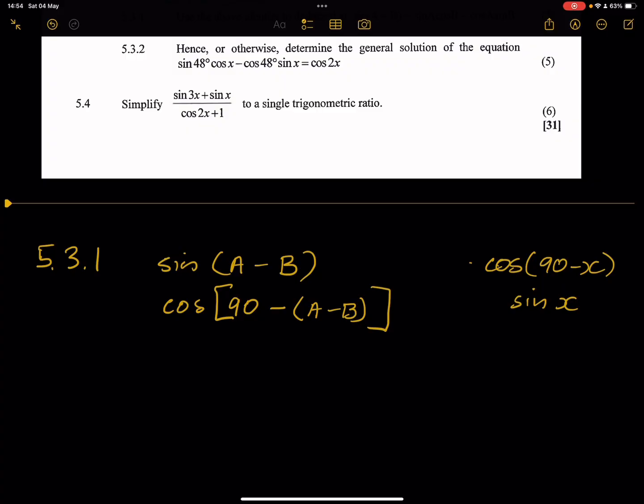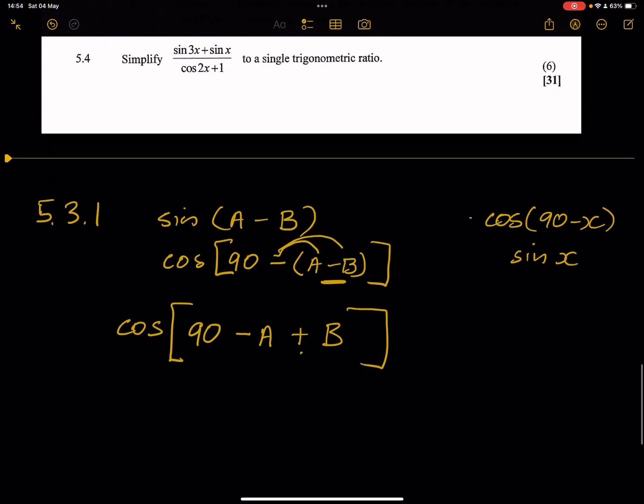Now remember, I'm trying to write it as cos of something minus something else. But I want to separate the a and the b. So I'm going to say this is 90 minus a plus b, okay, the negative inside the bracket. So negative times a positive becomes a negative. Negative times negative becomes a positive over there.